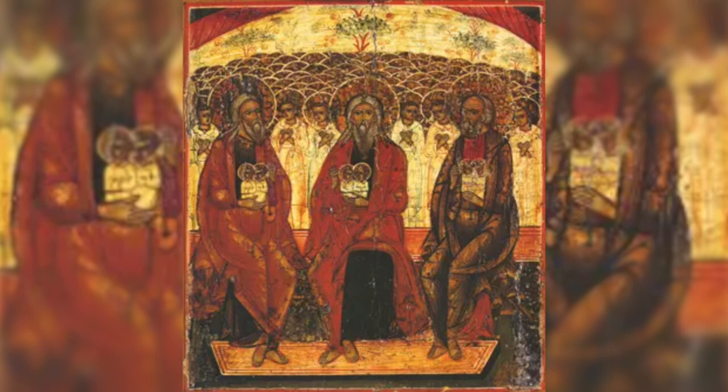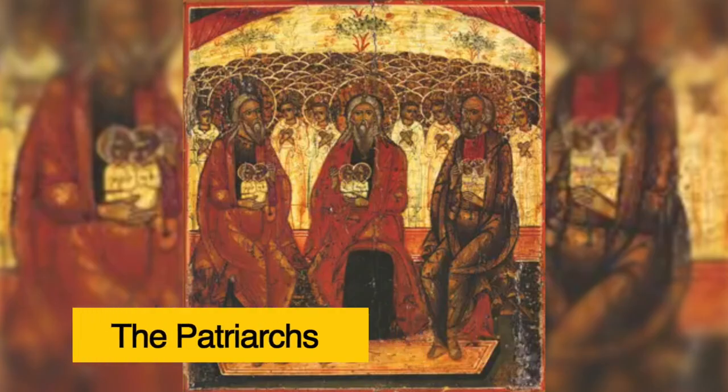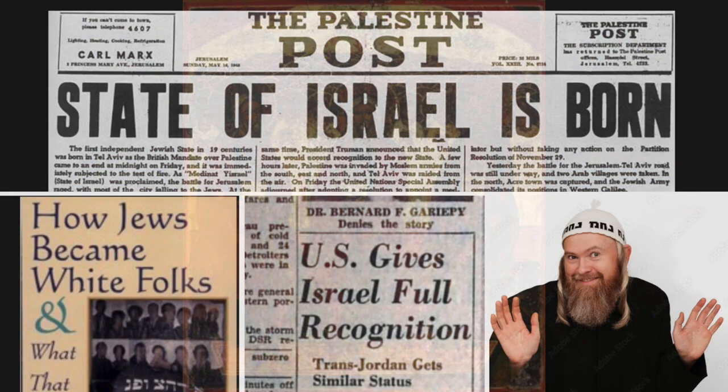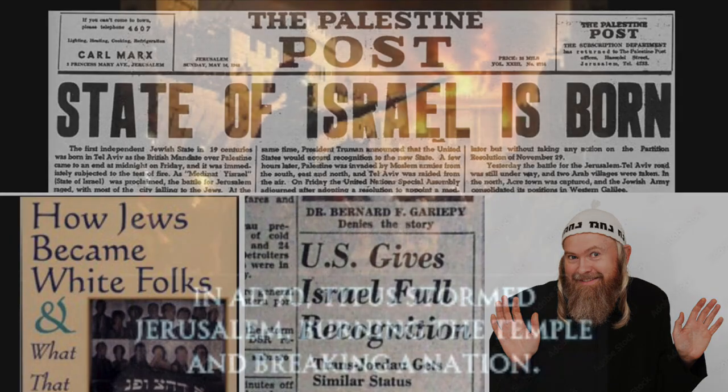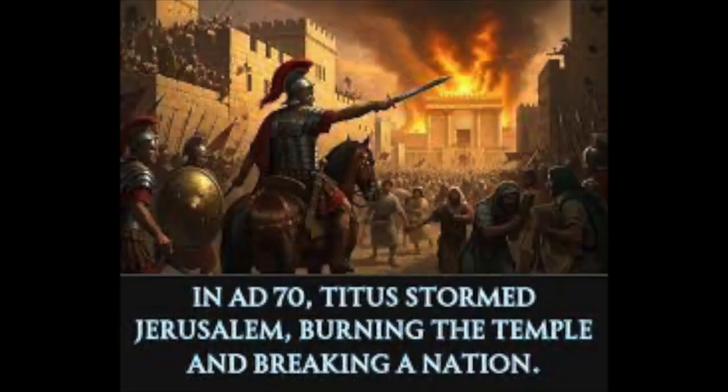Together, the three of them, Abraham, Isaac, and Jacob, became known as the patriarchs, the fathers of the nation of Israel, not to be confused with the modern people who named themselves after the biblical Israelites. Footnote: the nation of Israel came to an end long ago in the 1st century AD.